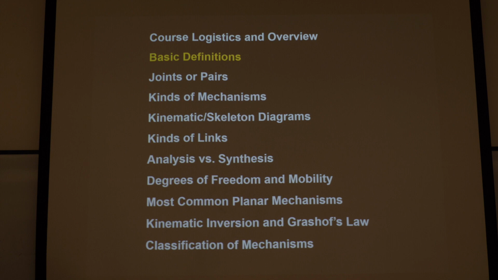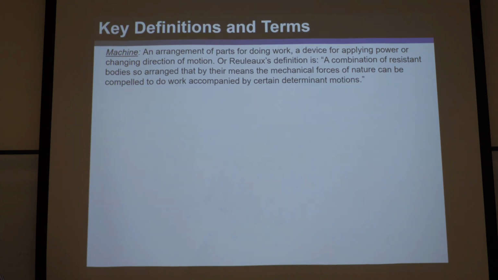Let's start out with some basic definitions. First of all, what is a machine? A machine is an arrangement of parts for doing work, a device for applying power or changing direction of motion. Note the emphasis on work, which is things like force and power. When we define mechanisms, you'll see there's a little bit more focus on motion and motion paths. So there are slight nuances in the definitions.